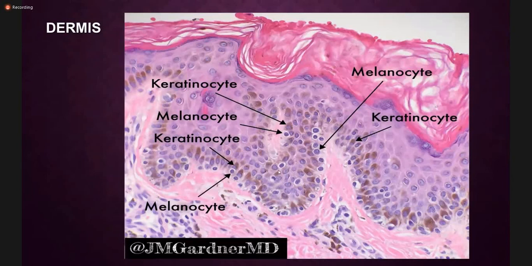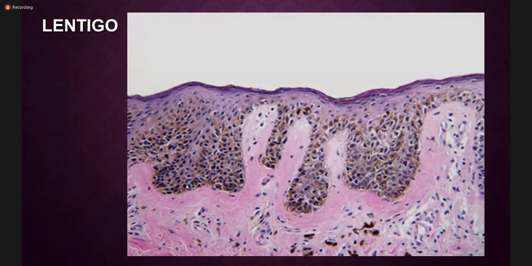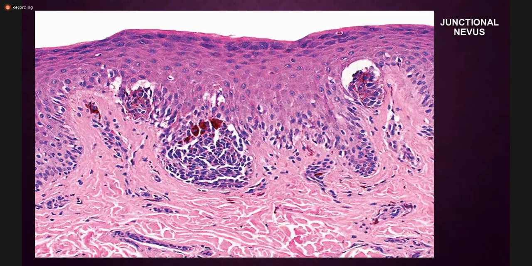As you can see, these are just a reminder, these are keratinocytes, and these round cells here are melanocytes. This is a lentigo with proliferation of melanocytes along the dermal-epidermal junction. Now this is a junctional nevus where you can see the proliferating melanocytes. They are present at the dermoepidermal junction.